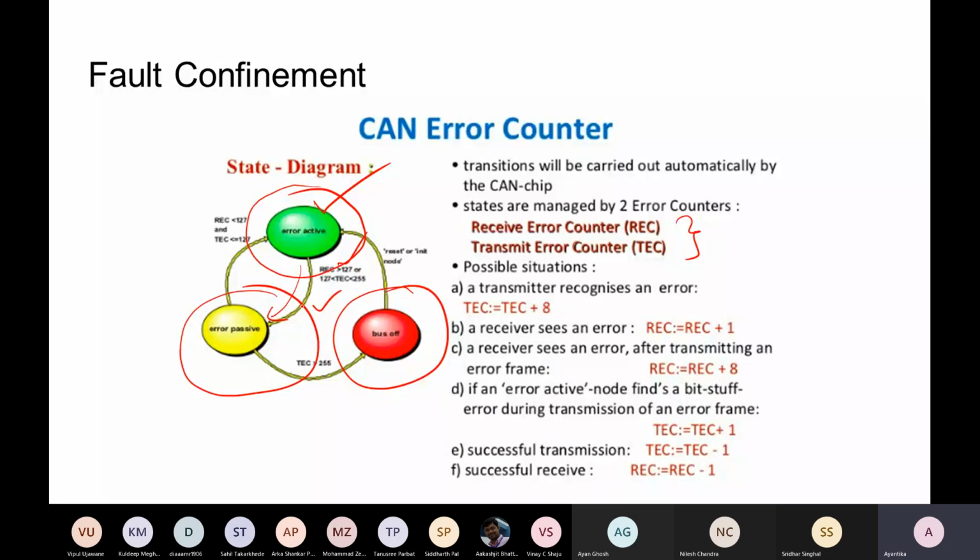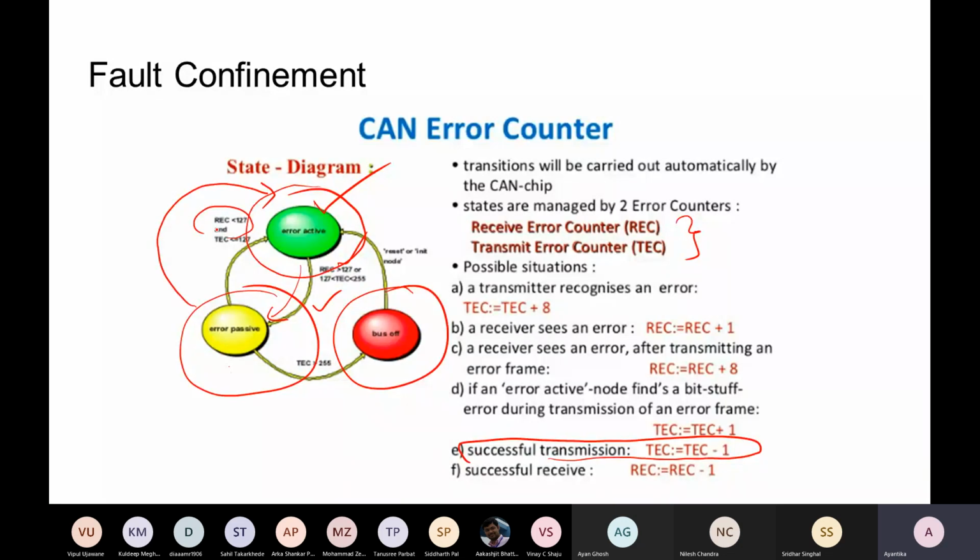That way, there are two possibilities. If a node goes to the error passive state, it may happen that the counter gets decreased again. Some congestion is solved, some successful transmission is taking place, and your TEC value is decreasing down below the threshold, and the error passive state will change its state back to the error active state.